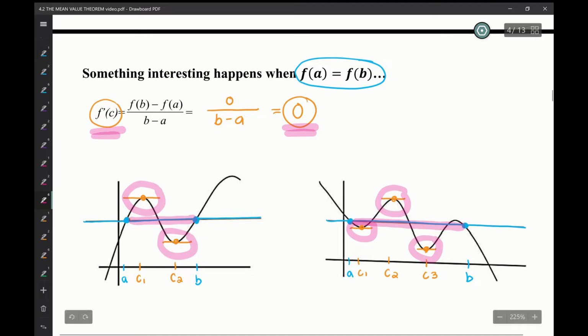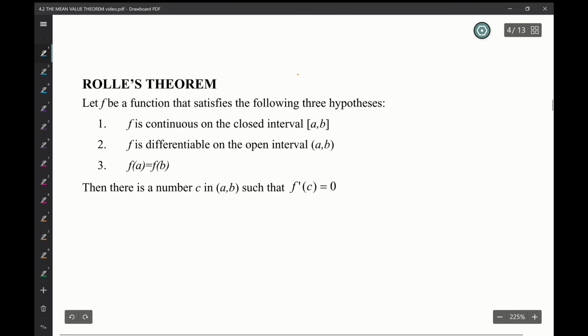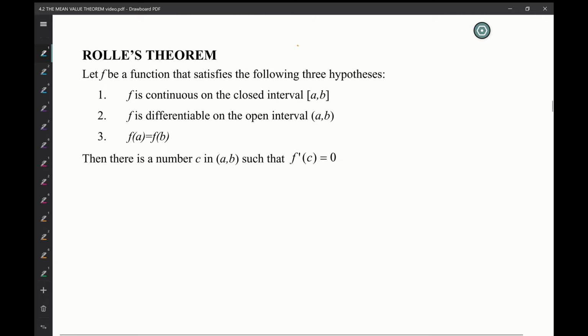Because this case is so interesting, it actually gets its own name. We call this Rolle's theorem. So we still have that f is continuous over the closed interval from a to b, and that f is differentiable on the open interval from a to b. But we're adding this third condition, that f of a is equal to f of b.